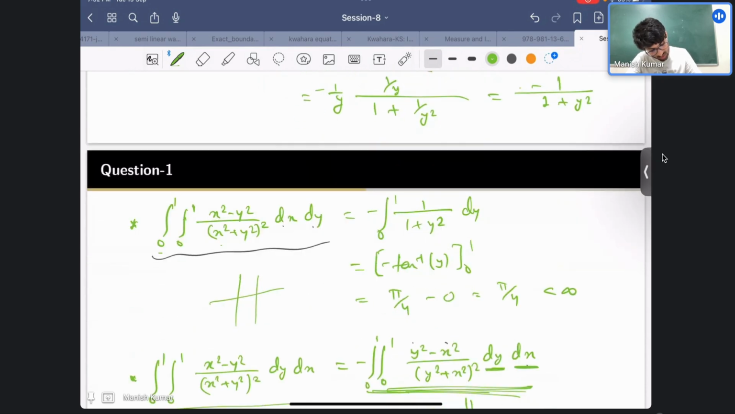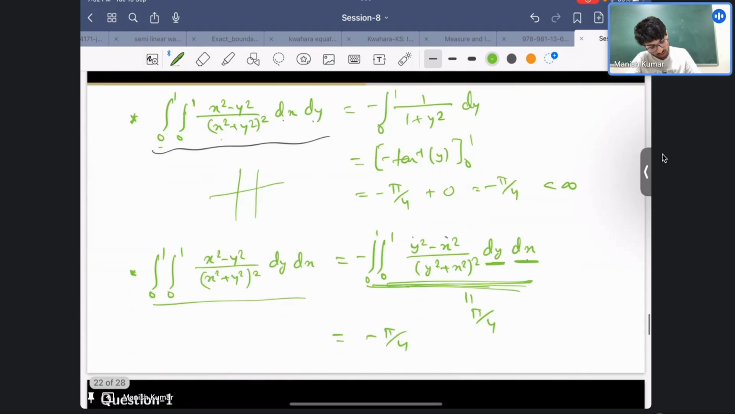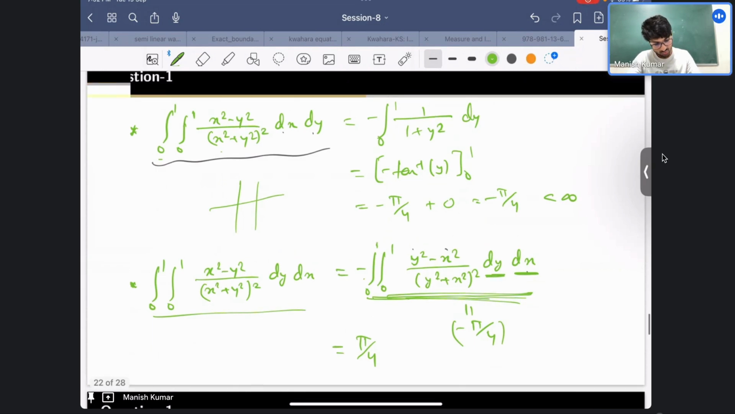So you will have minus pi by 4 plus 0. So it is minus pi by 4. And here you will have minus with this minus pi by 4. So it will be plus pi by 4, right? Right, so this is minus of the integral obtained above. So they are always going to be different. Yeah, thanks for pointing it out.